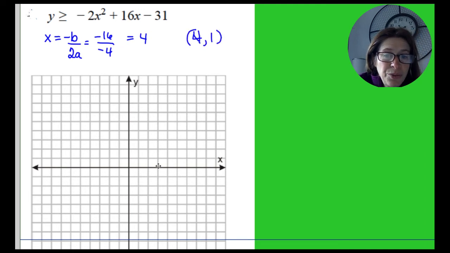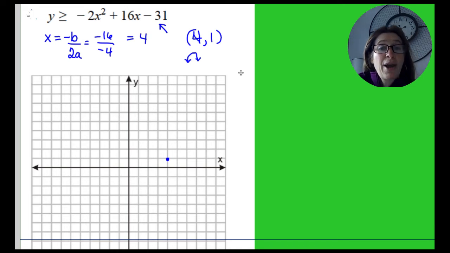Okay, so 1, 2, 3, 4, 1. Now I saw that negative 2 made this graph, so it's pointing downward. And then I just needed to find the x-intercept. The y-intercept, remember, is that constant, so that's kind of off my graph, so I'm just not going to worry about it. I used the quadratic formula because this was not a factorable equation.